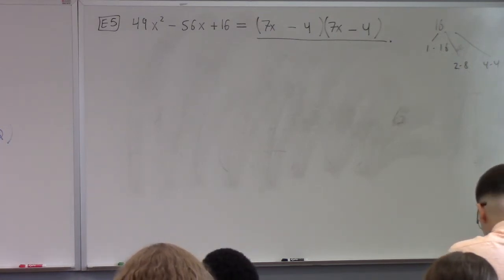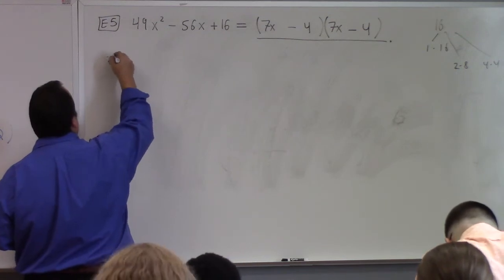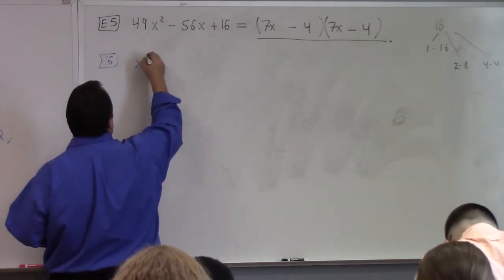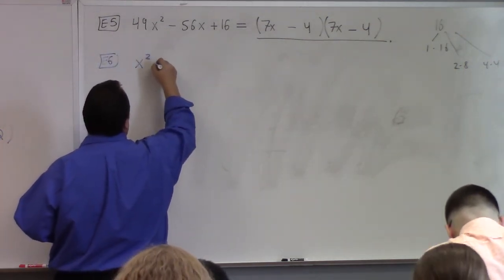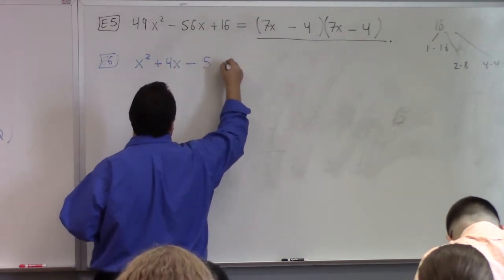Okay, so let's look at another one here. How about x squared plus 4x minus 5?